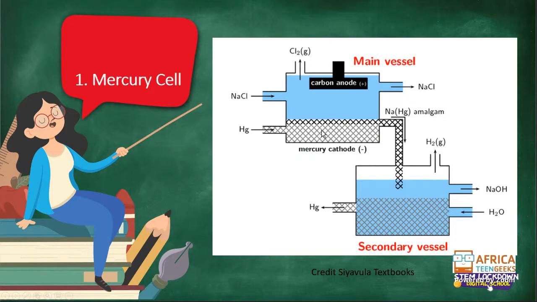The NaCl can be separated into chlorine gas. The sodium can become an amalgam with your mercury again. They can go down to the second vessel. There, your sodium and your mercury get separated using water. You will get sodium hydroxide and hydrogen gas, and your mercury is recycled. And that process just happens over and over again. Does that make sense? Do you understand the process?